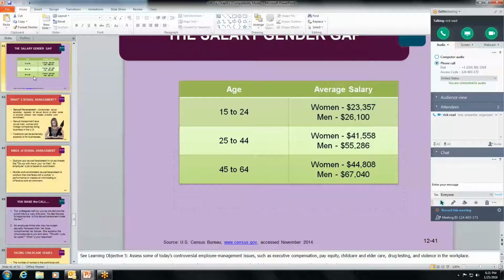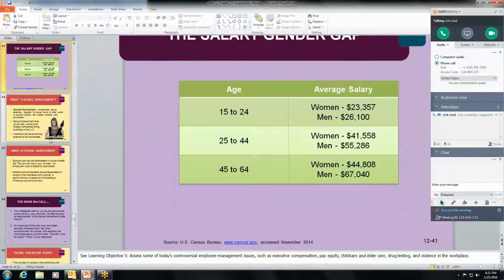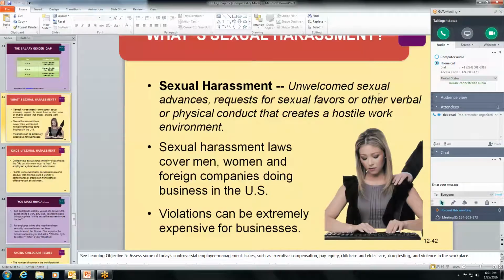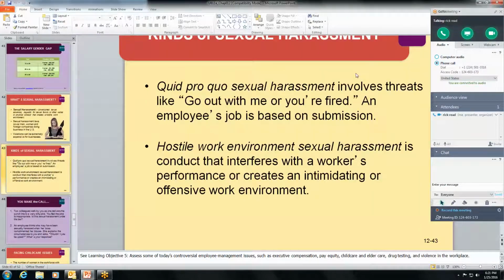Sexual harassment is unwelcome advances, could be requests for sexual favors, could be other type of verbal or physical conduct which puts a person in an unwelcome, hostile work environment. Two types of sexual harassment: quid pro quo, which is a Latin phrase which means this for that. You do this for me, I'll do that for you.